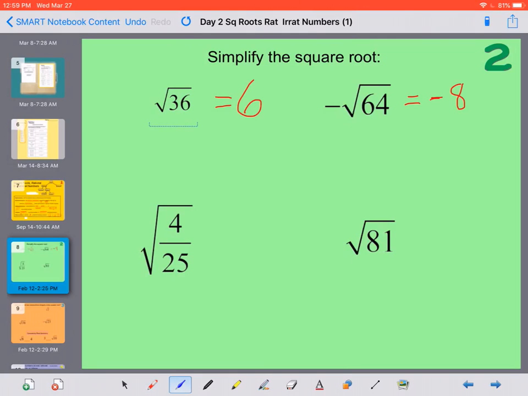Here we have to simplify two things. It says the square root of 4 over 25. Well, 4 and 25 are both perfect squares. The square root of 4 is 2. The square root of 25 is 5. And then this last one is another perfect square, the square root of 81. That's 9.